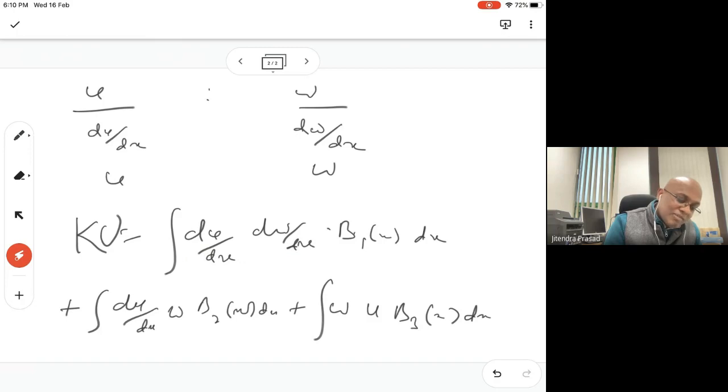So what you see from here is that since this is symmetric in du and dw, you will find a symmetric K matrix. Here, when you have du over dx and here w, it is not symmetric. U and W are not symmetric, so in that case it will give you a non-symmetric stiffness matrix. And here also, W and U are both without any derivative, so this will also give you a symmetric matrix.